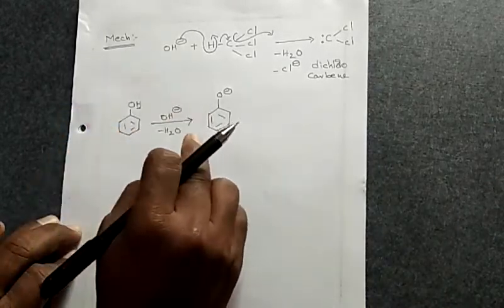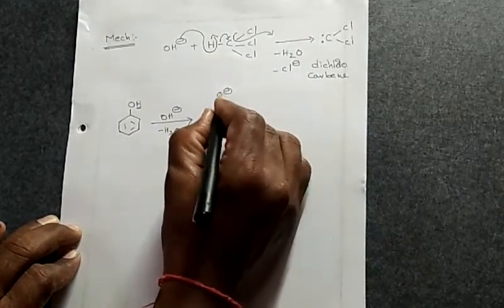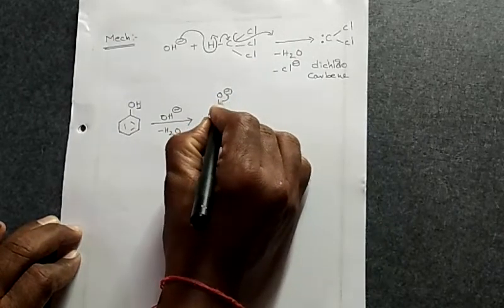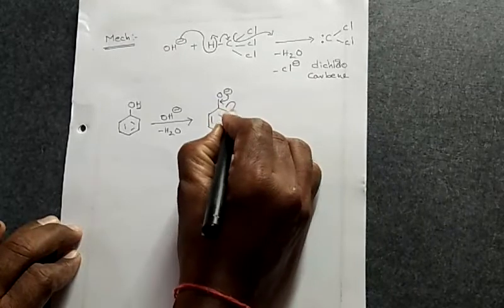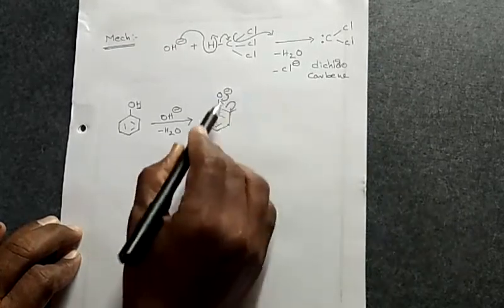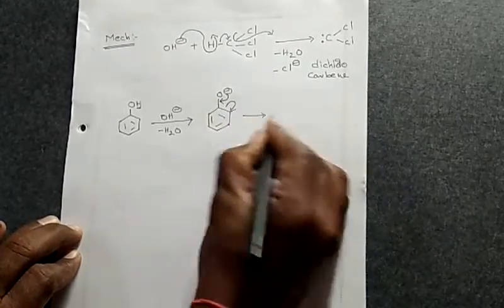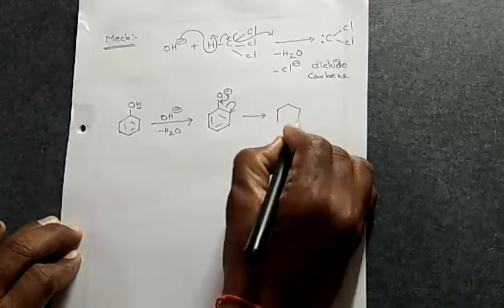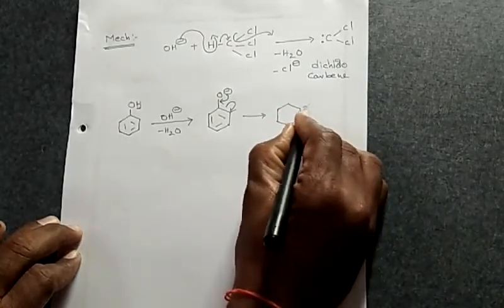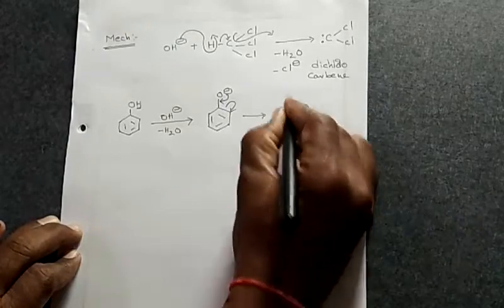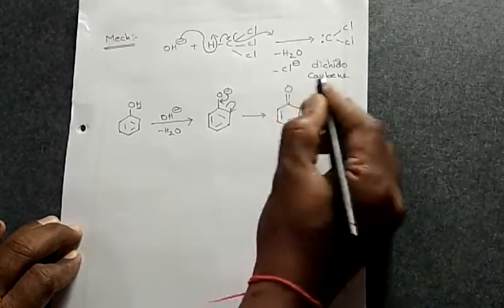This phenoxide ion will now be involved in the phenomenon called resonance and form a carbanion. That means it gives rise to a structure with a minus charge, double bond O.